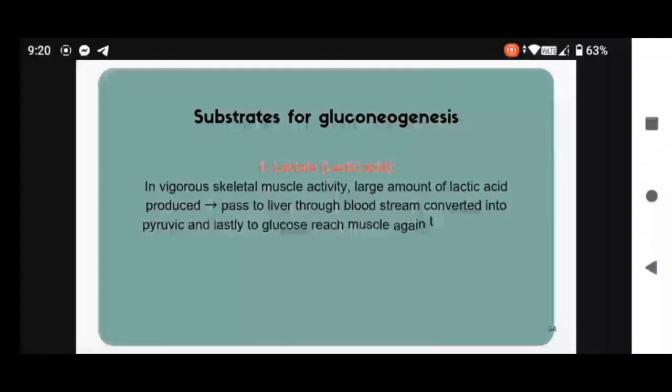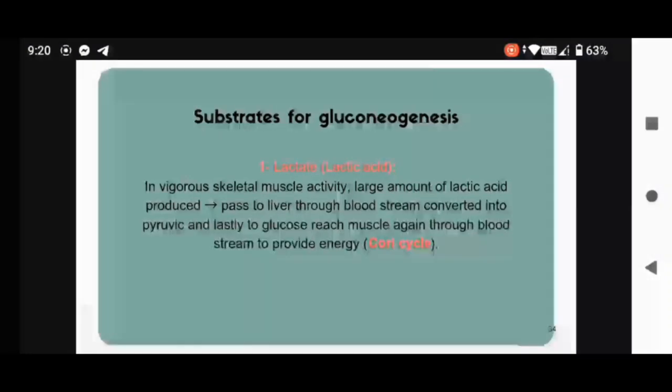Substrates for gluconeogenesis. First, lactate or lactic acid. In vigorous skeletal muscle activity, a large amount of lactic acid is produced and passes to the liver through the bloodstream, where it is converted into pyruvic acid and lastly to glucose, which reaches the muscle again through the bloodstream to provide energy.